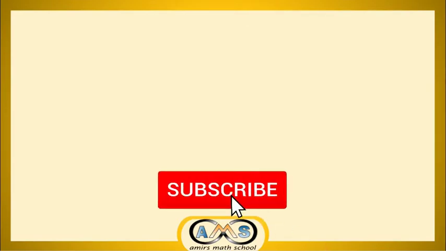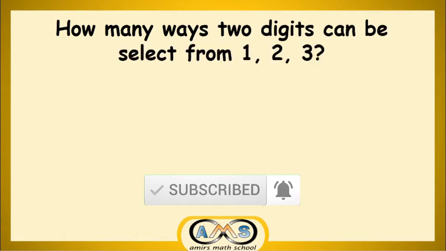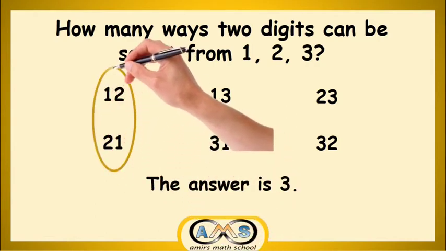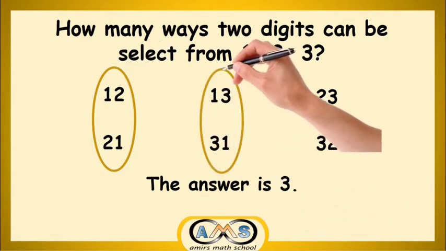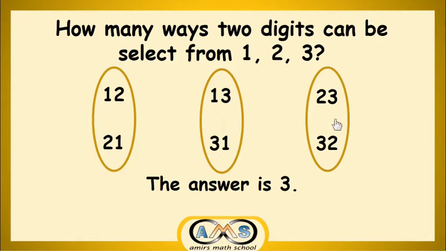Now, if I ask another question, how many ways can two digits be selected from 1, 2 and 3? We can easily say the answer is 3. How is the answer 3? Let's see. Within these 6 arrangements, for 1, 2 and 2, 1, we just select two digits 1 and 2. For 1, 3 and 3, 1, we just select the digits 1 and 3. And for 2, 3 and 3, 2, we just select the digits 2 and 3. So we can say each pair is grouped as one selection: 1, 2; 1, 3; and 2, 3. So 3 selections. That's why the result is 3.